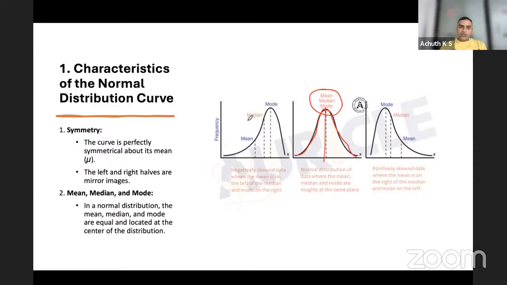Whereas when your data is skewed towards the right, then your mode is somewhere away from the x-axis, that is the starting point. First comes the mean, followed by median and mode. Mode is the farthest one in the right-skewed data. That is negatively skewed data. If it is positively skewed data, that means mean is on the right, farthest is the mean, and the nearest is the mode.